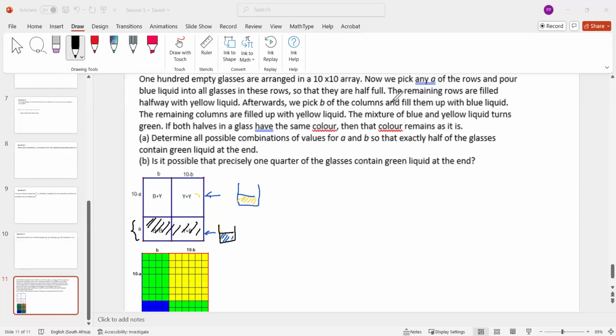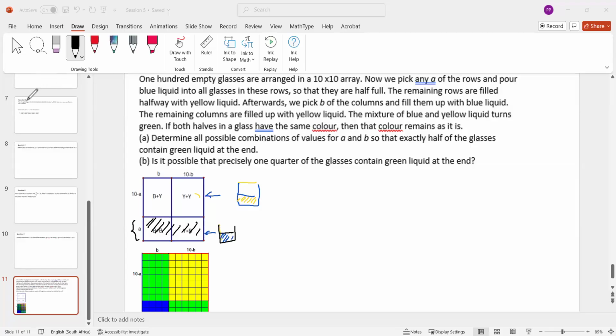Now afterwards we pick B of the columns. So I've chosen B. It doesn't really matter which columns they are. I can rearrange them so that the B's are all in the first few columns. There are 10 columns altogether, so there are 10 minus B here. Now what you do is you take the B columns and fill them up with blue liquid. So I'm going to put B of these columns with blue liquid.